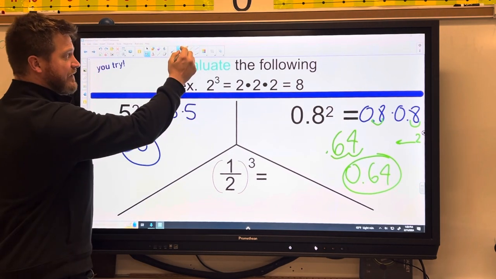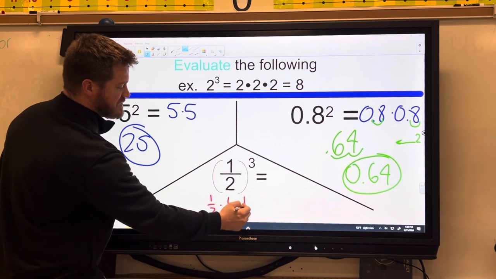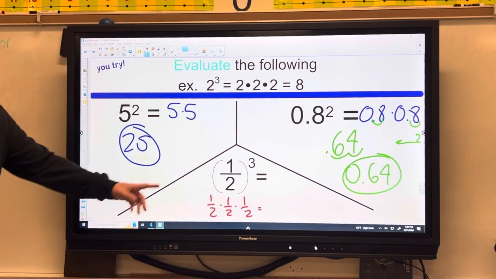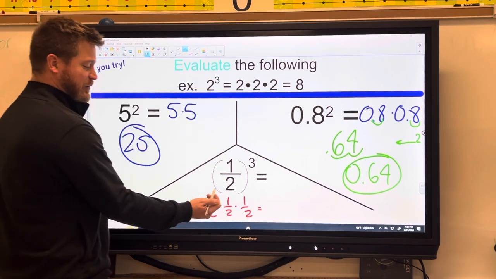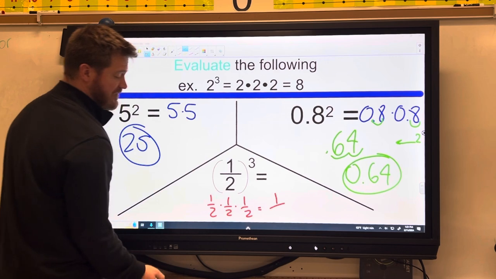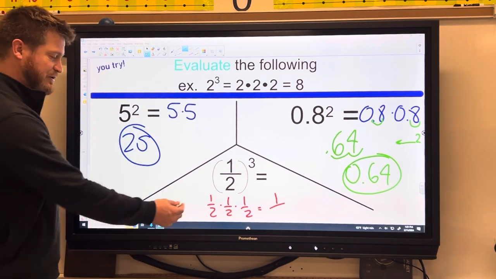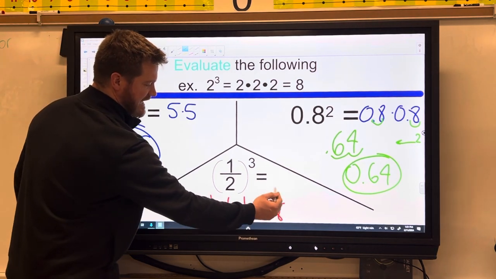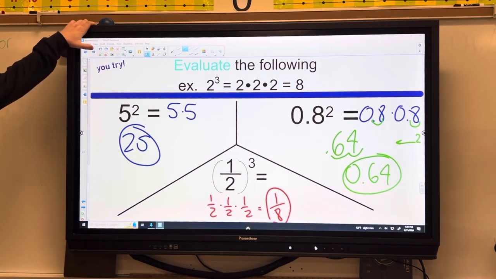Last but not least, 1/2 cubed. All right, 1/2 3 times. We have 1/2 times 1/2 times 1/2. These ones, not that tricky. Don't overthink it. 1 times 1 times 1 times 1 to infinity and beyond is always going to be 1. 1 times 1 times 1 is 1. Over 2 times 2 times 2 is not 6. It's doubling every time. 2 times 2 is 4 times 2 is 8. And that would be the answer to 1/2 cubed. Hopefully you got all 3 of those. If not, hopefully it made sense as we went over them.